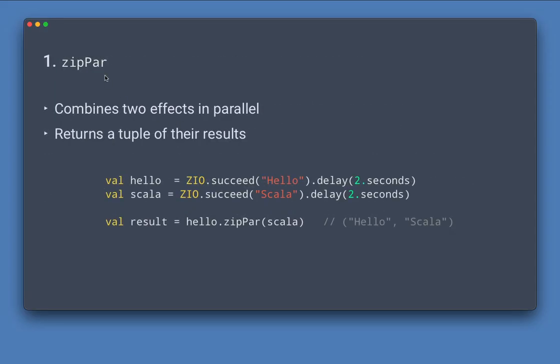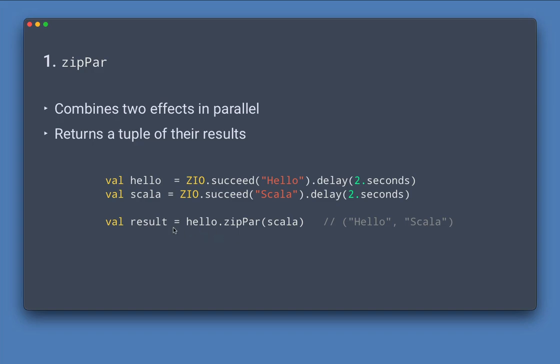So zip_par is going to be the first one we look at, and as I mentioned, it combines 2 effects in parallel, and when it's finished, it returns a 2-element tuple of the results. You can see the way that works here. I have one value I named hello. It is a Zio effect, and it just returns the string hello after 2 seconds. And then scala is the second variable. It's also a Zio effect, and it returns Scala after a delay of 2 seconds. You could say hello.zip_par scala, or you could say scala.zip_par hello. But in this case, I have hello.zip_par scala.